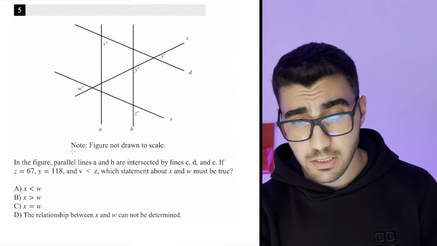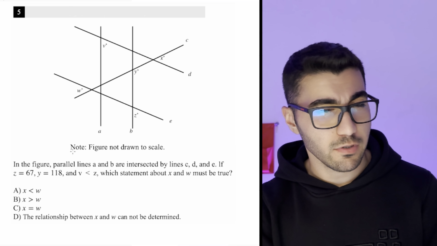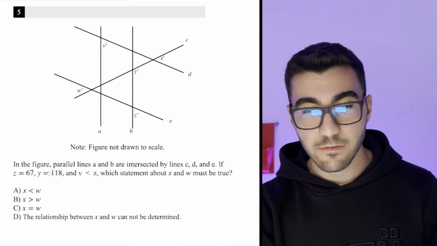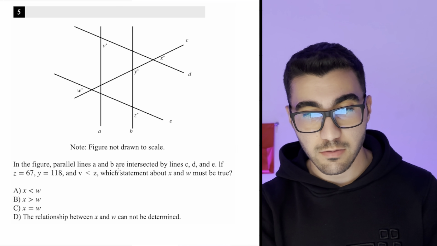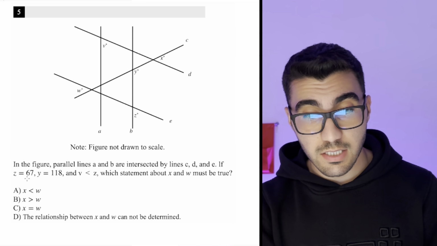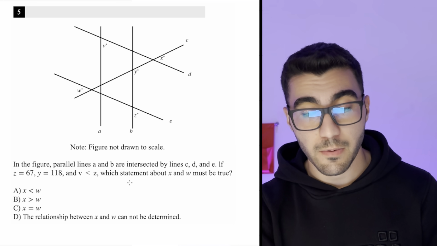Question 5. I think if you've studied enough, you've seen this question before. Let's make sure you got this question correct. In the figure, parallel lines A and B are intersected by lines C, D, and E. Z equals 67, Y equals 118, and V is less than Z. Which of the following about X and W must be true?